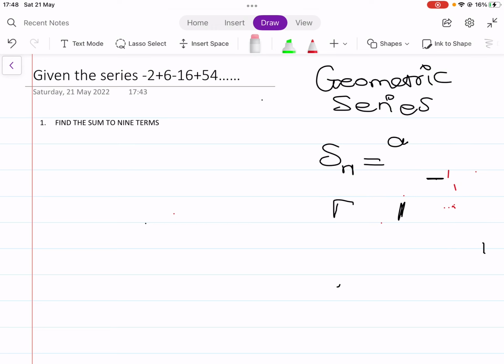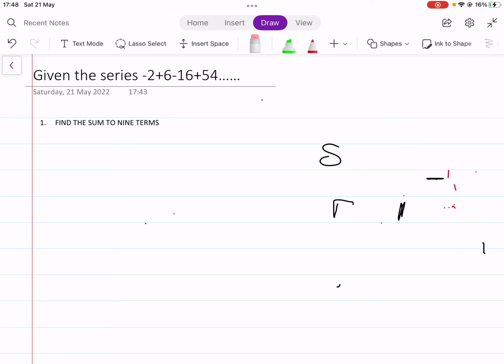Let me clear this. It says you are given the geometric series, and the series is -2 + 6 - 18 + 54, and it continues. I think here I missed a plus or minus sign. We continue. So they're saying find the sum of the first 9 terms.